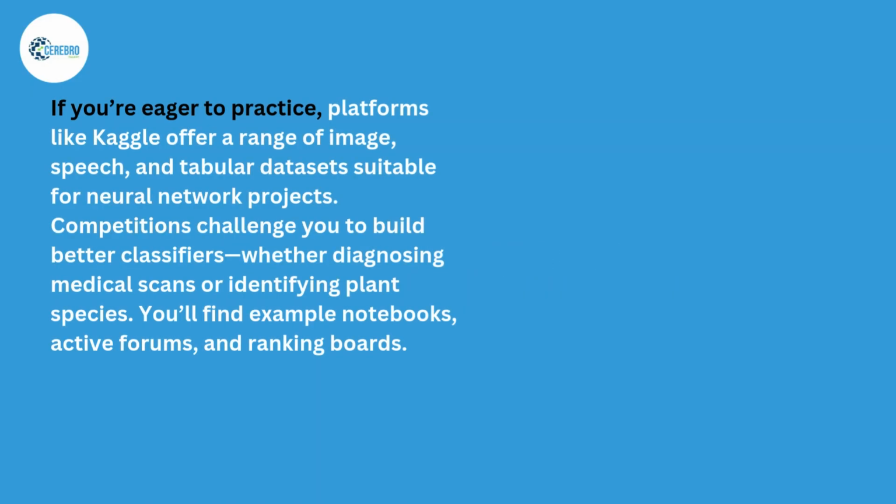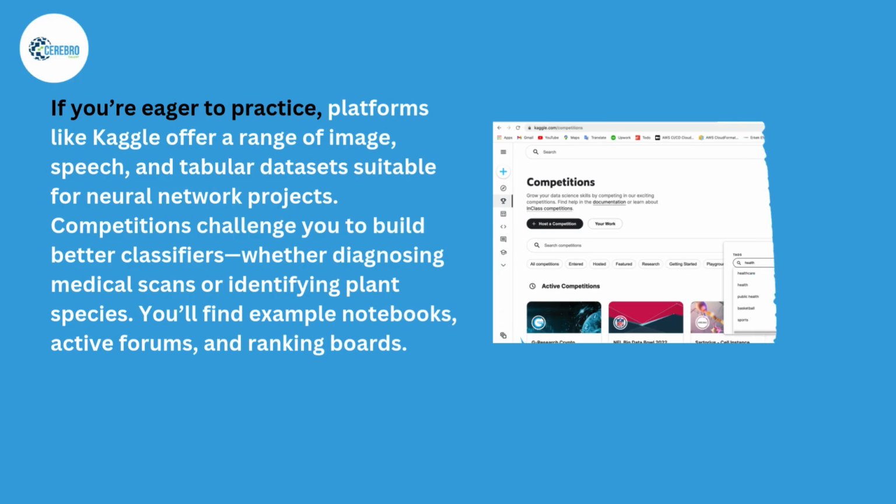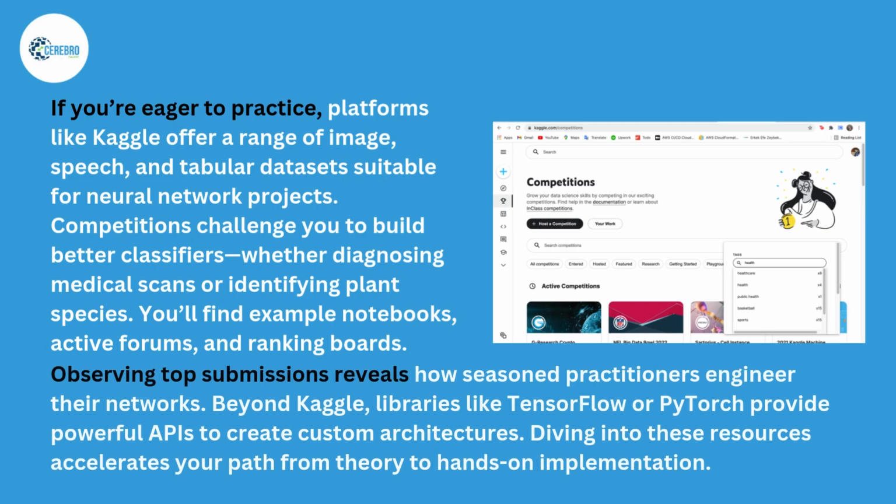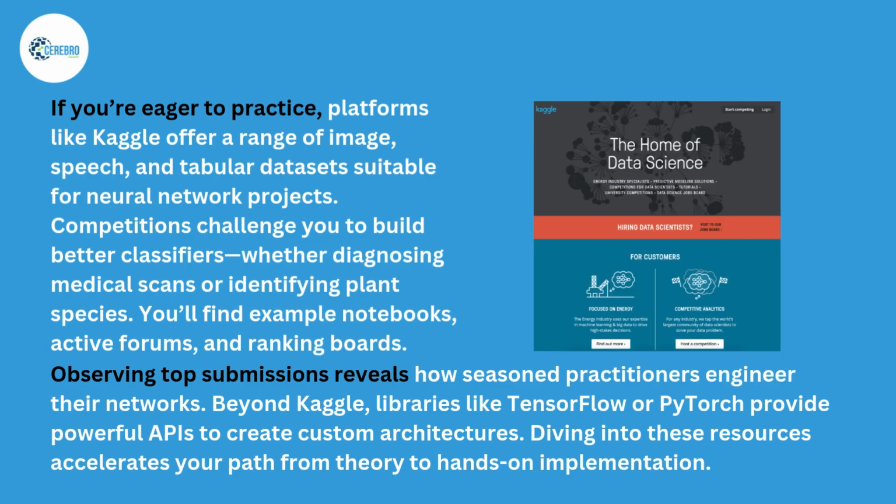If you're eager to practice, platforms like Kaggle offer a range of image, speech, and tabular datasets suitable for neural network projects. Competitions challenge you to build better classifiers, whether diagnosing medical scans or identifying plant species. You'll find example notebooks, active forums, and ranking boards. Observing top submissions reveals how seasoned practitioners engineer their networks. Beyond Kaggle, libraries like TensorFlow or PyTorch provide powerful APIs to create custom architectures. Diving into these resources accelerates your path from theory to hands-on implementation.